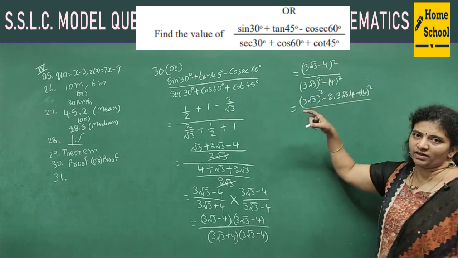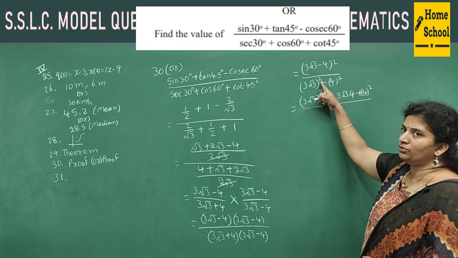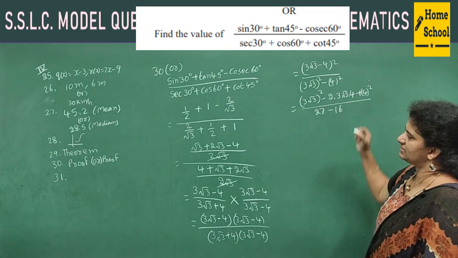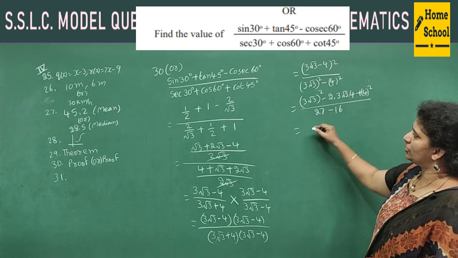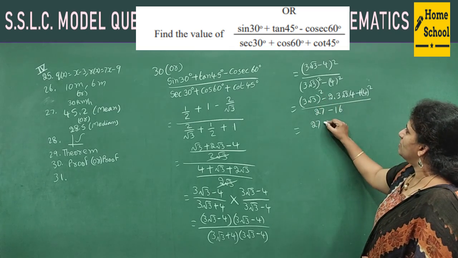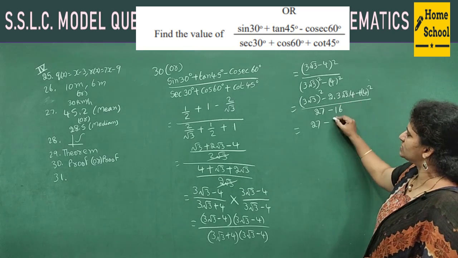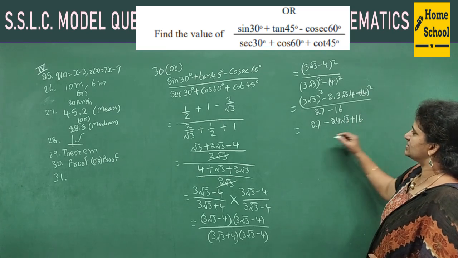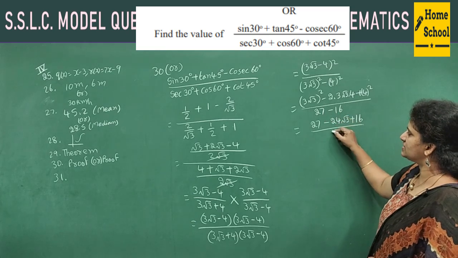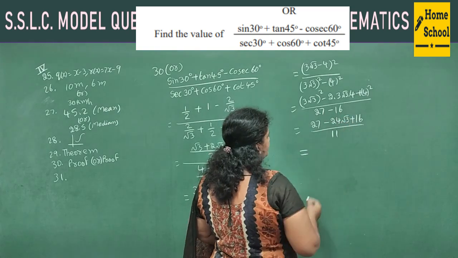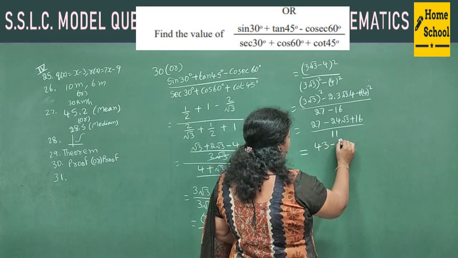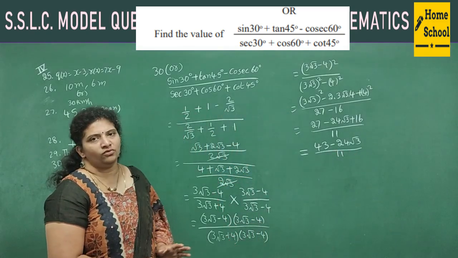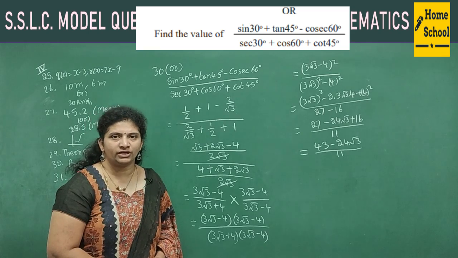Observe here, (3 root 3) whole square means 3 3s are 9, root 3 into root 3 is 3, 9 3s are 27, minus 4 4s are 16. And again the numerator: (3 root 3) whole square is 27, minus 4 3s are 12, 12 2s are 24 root 3, plus 4 4s are 16. 27 minus 16 will be 11. 27 plus 16 will be 43 minus 24 root 3 by 11. Right? Therefore, your solution is 43 minus 24 root 3 by 11.